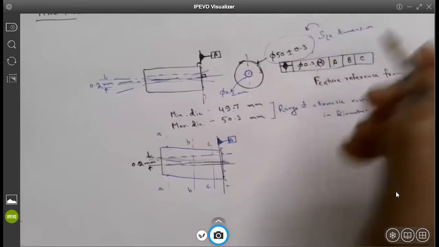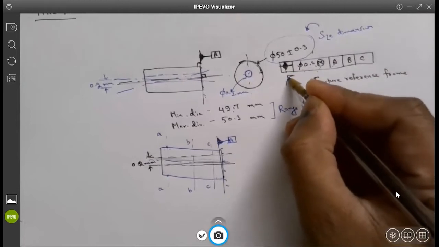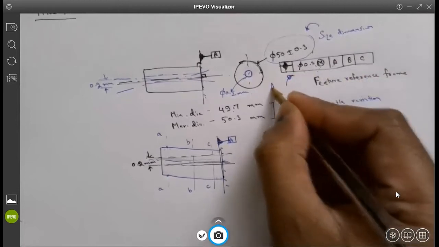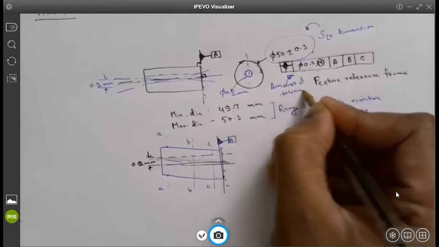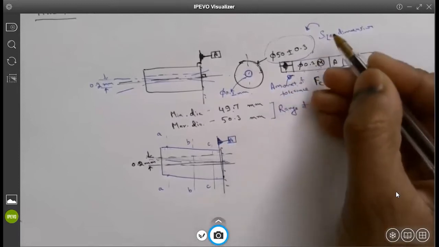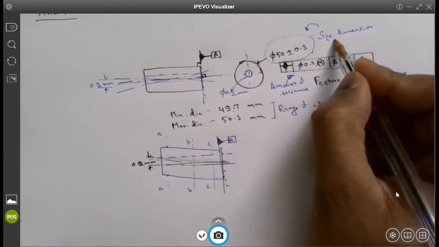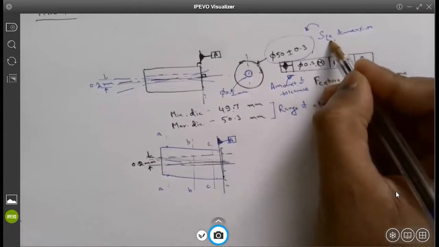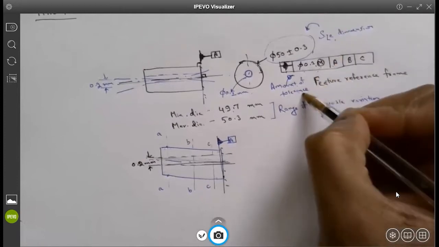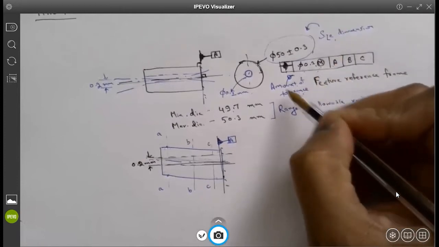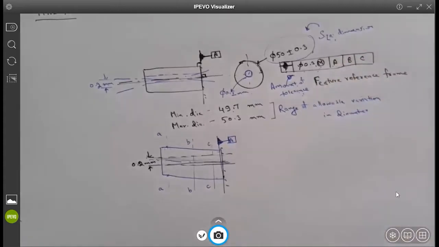This is a size dimension, and this is basically the amount of tolerance you are providing. The amount of tolerance does not affect the size at any time, though the size does affect the tolerance. So size affects the tolerance, but the amount of tolerance does not affect the size. Does it make sense to you guys?